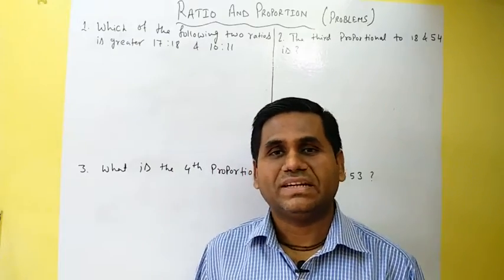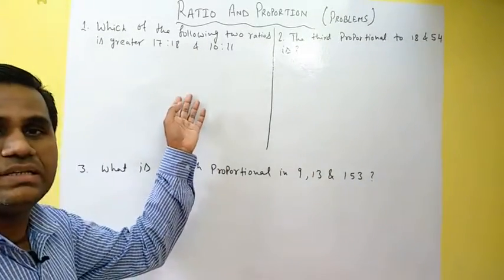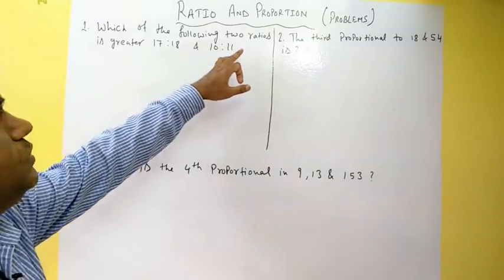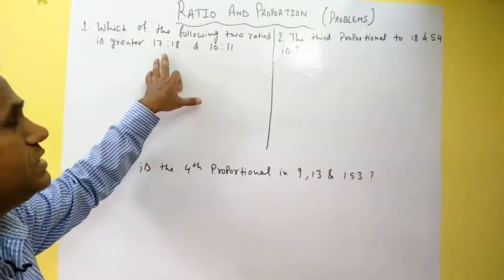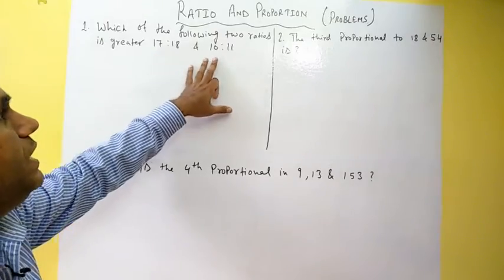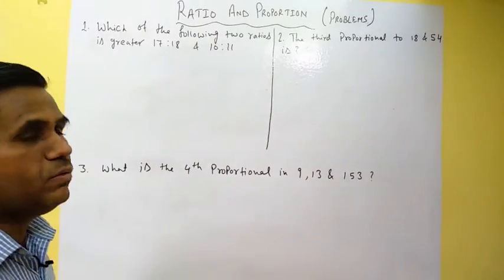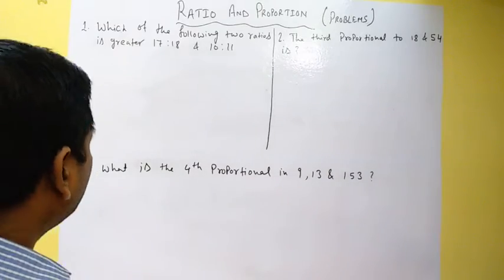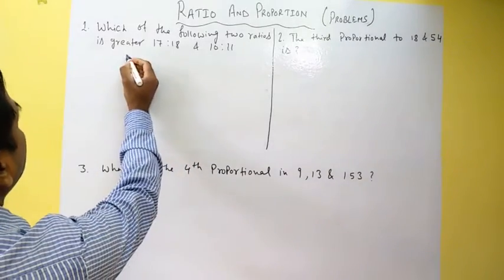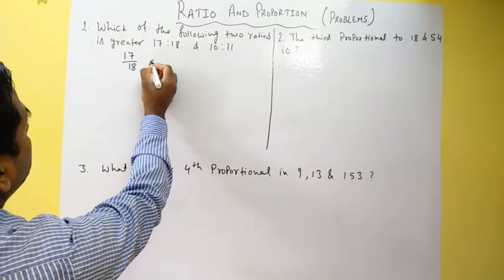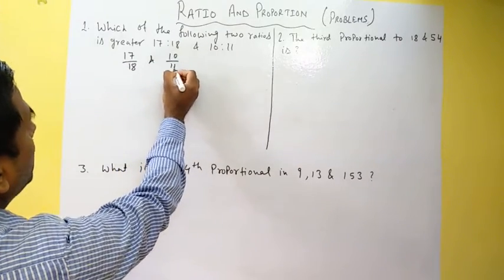So let's get started. In this video, let us solve the first problem, which is: which of the following two ratios is greater? 17 is to 18 and 10 is to 11. So we have two ratios, and we have to find out which ratio is greater. In the concept also we saw how to do this. We can write it like this: 17 upon 18 and 10 upon 11.